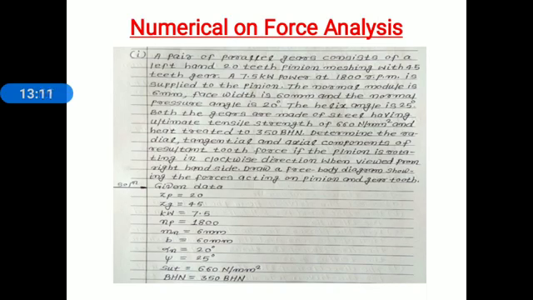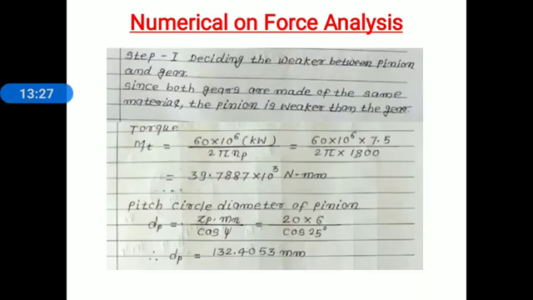In this case, both gear and pinion are made of steel. When both gears are made of the same material, how do we decide the weaker? The pinion should be weaker. So the first step is deciding the weaker between pinion and gear. Since both gears are made of the same material, the pinion is weaker than the gear. Now we do the raw calculation in the next steps, after deciding the weaker.